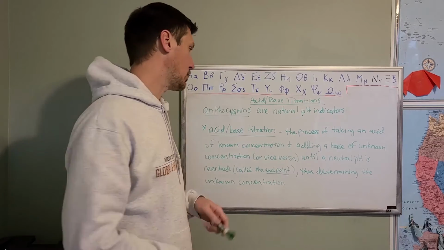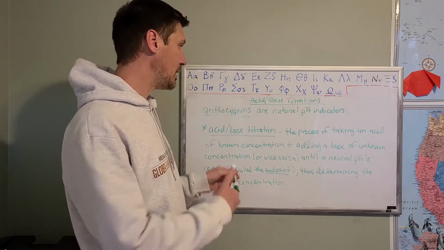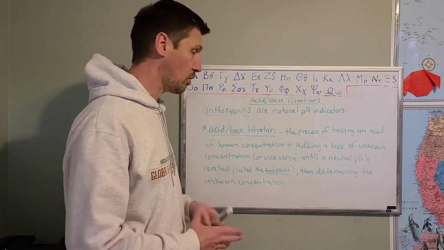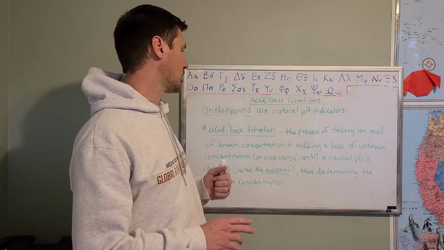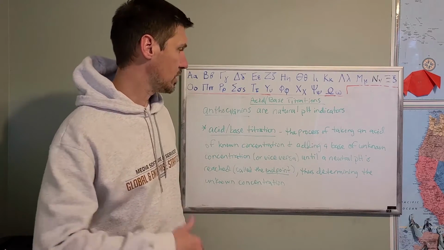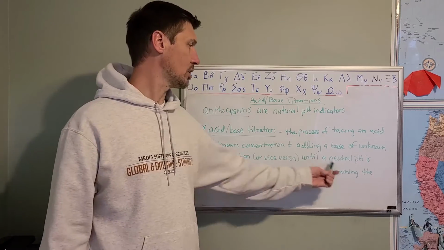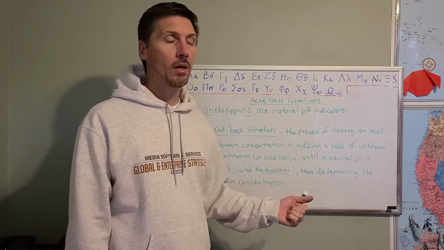What is an acid-base titration? Well, that's the process of taking an acid of known concentration and adding a base of unknown concentration, or vice versa. You could start with a base and add an acid of unknown concentration. But you know the concentration of the first, you don't know the concentration of the other one, and you add the other substance until a neutral pH is reached. And this, we call this the endpoint.